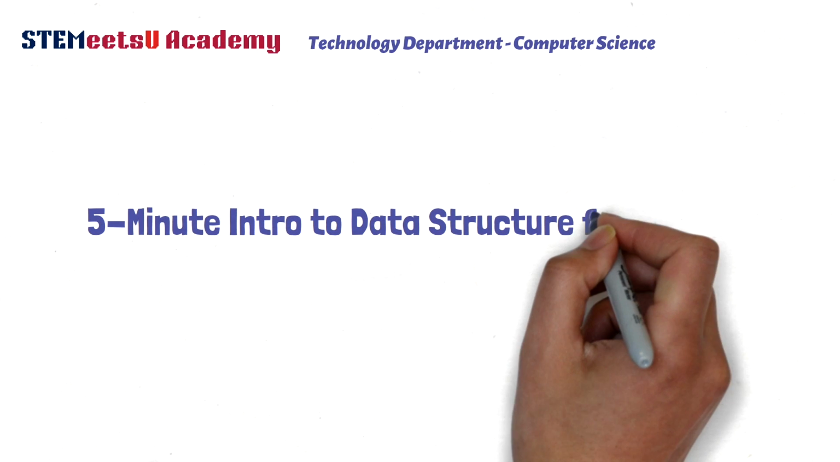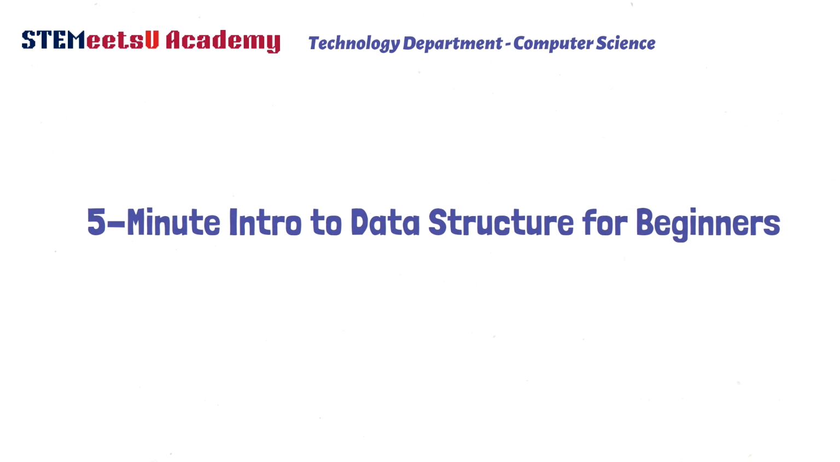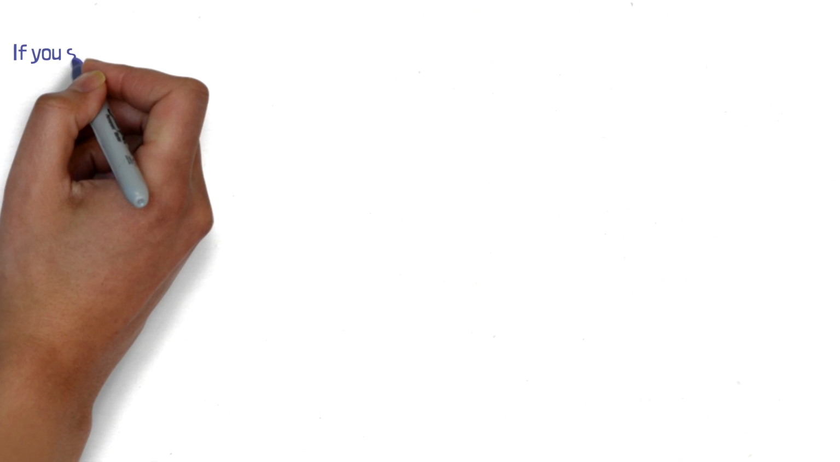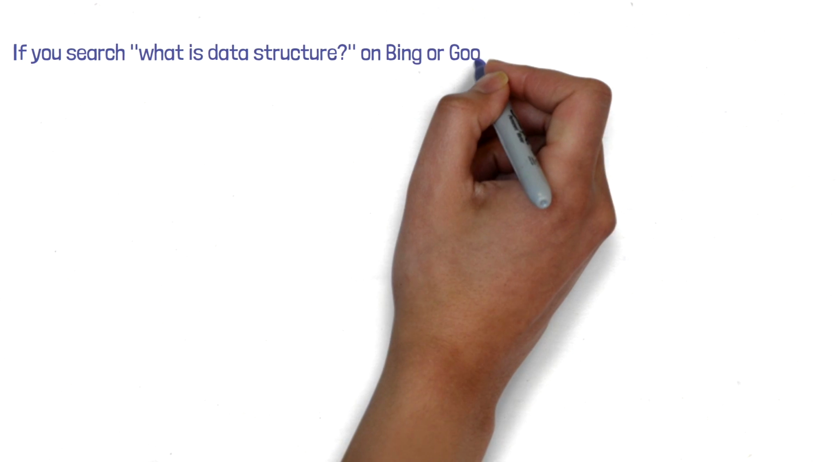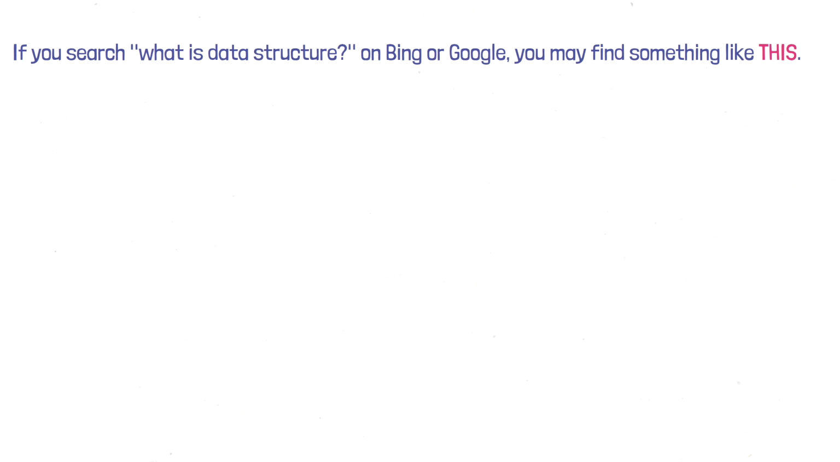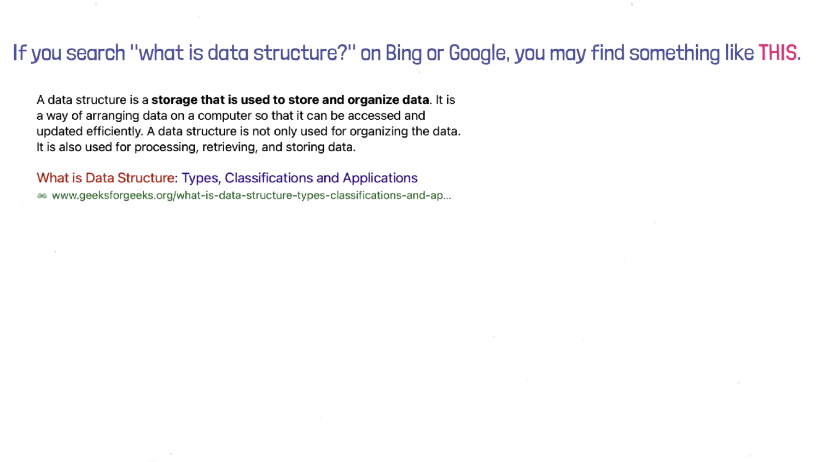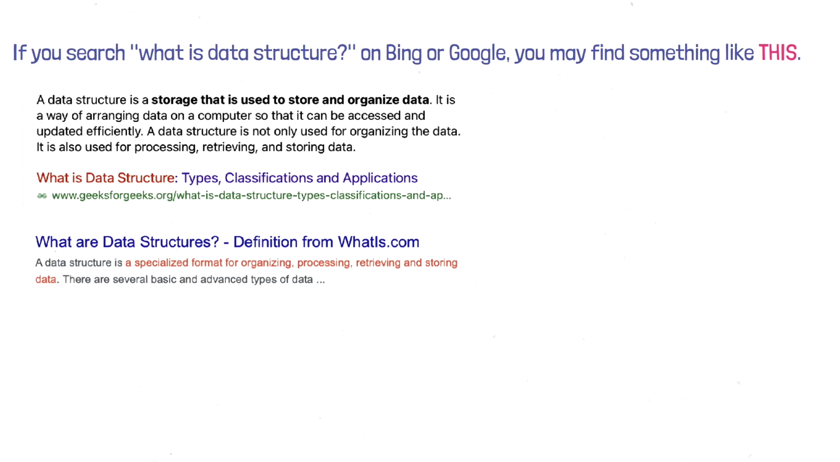Today we'll give you a brief introduction to data structure and also discuss some basic examples of it. So, if you search "what is data structure" on Bing or Google, you may find something like this. A data structure is a storage that is used to store and organize data. A data structure is a specialized format for organizing, processing, retrieving, and storing data.